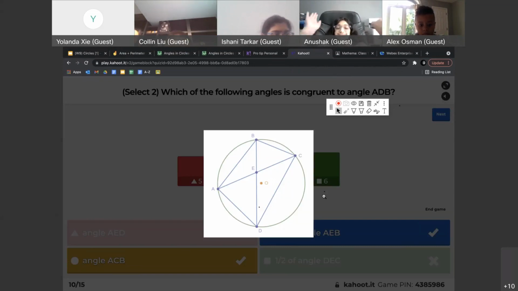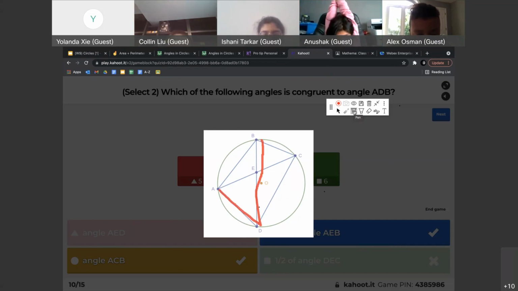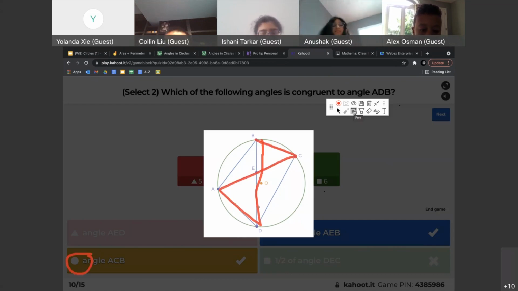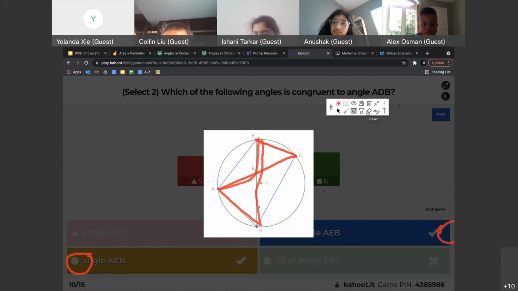Okay. So which of the following angles is congruent to angle ADB? Remember, ADB is this, right? So the angles that are congruent to that are any other angle that's inscribed with the endpoints of A and B. So we know ACB, which is the circle right here, is correct. And then we know that an inscribed angle is 1/2 of the central angle, so that means it's 1/2 of AEB, meaning that this is also correct. So yeah. Also, if you need to go, feel free to leave.